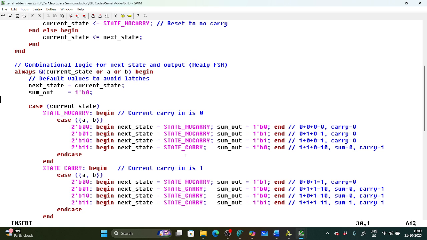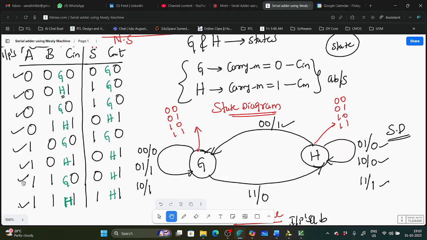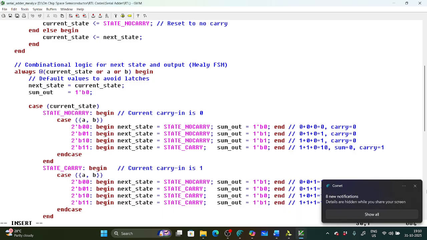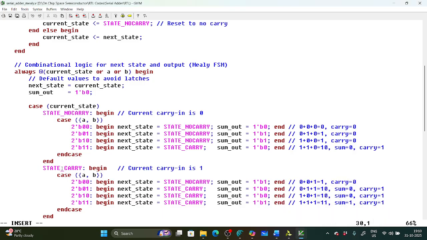Okay, G to H. Here I checked for this one. This is for carry in equal to 0. For 6 also you are getting carry in equal to 0. See here, this is G. First I am checking carry in equal to 0. Next I am checking carry in equal to 1, separately by using if case statement. Okay, see here. Next, state carry. State carry means what? Carry in is equal to 1.